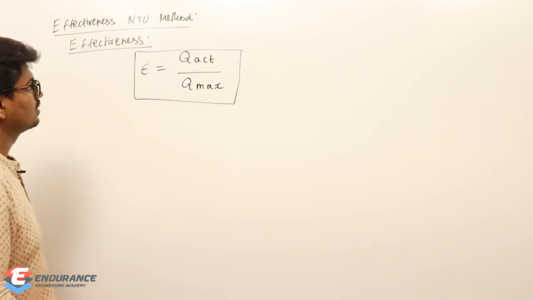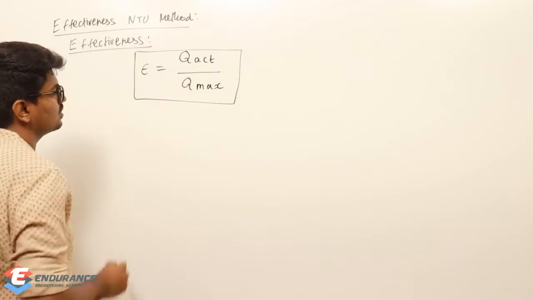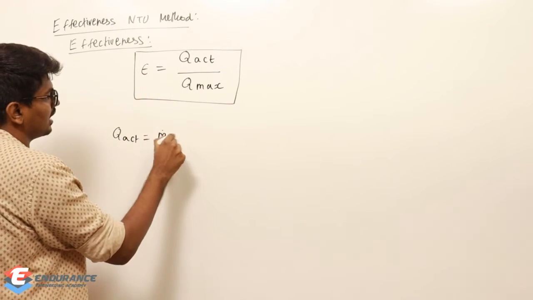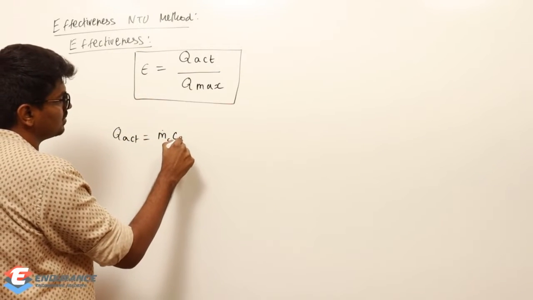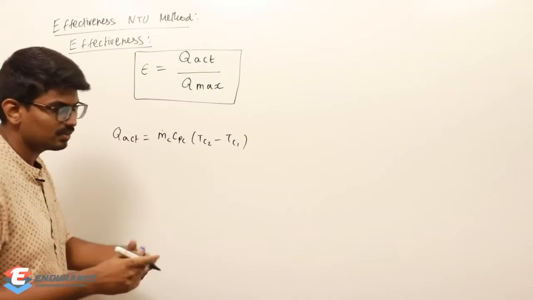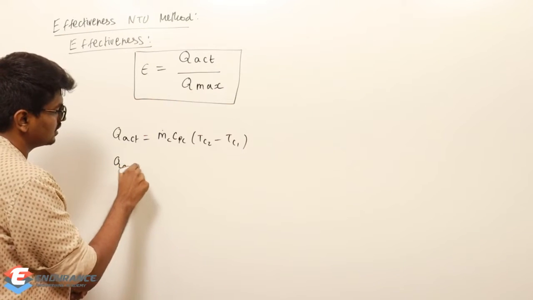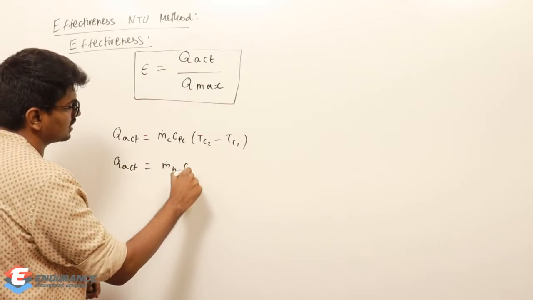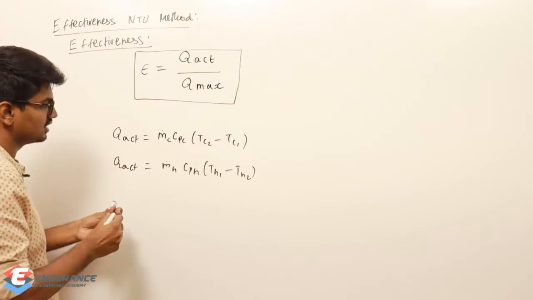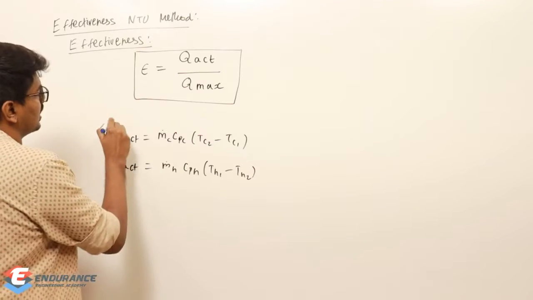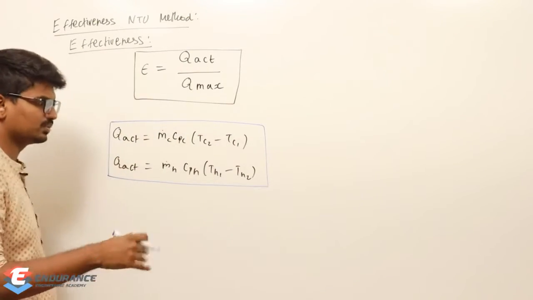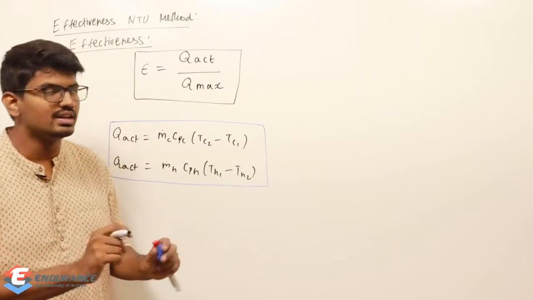Fine. First of all, let us concentrate on this Q actual. How to find out this Q actual? Very simple, which we already know. Q actual is nothing but m_c dot into C_pc into (T_c2 minus T_c1). Either I can use this formula or m_h dot into C_ph into (T_h1 minus T_h2). I can use any one formula as you wish, because both of them are going to give me the same answer only.